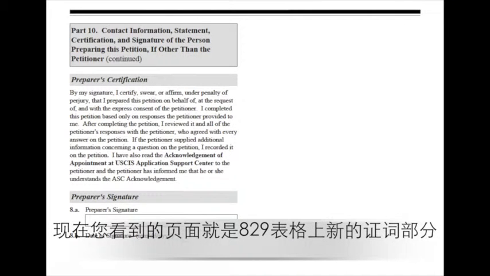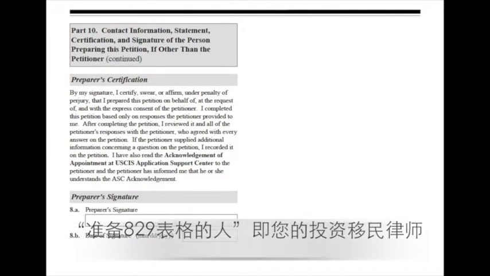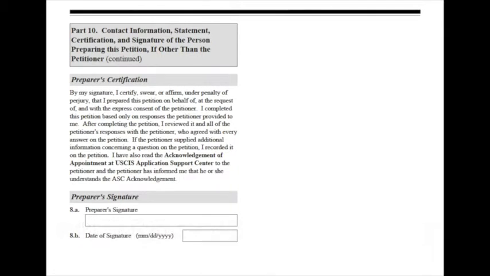The page you see on your screen is a new attestation by the person filing the 829. And when I say the person filing the 829, I'm referring to the preparer's signature. In every case, this is going to be the investment immigration attorney.